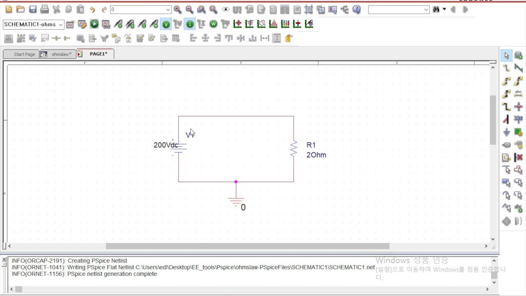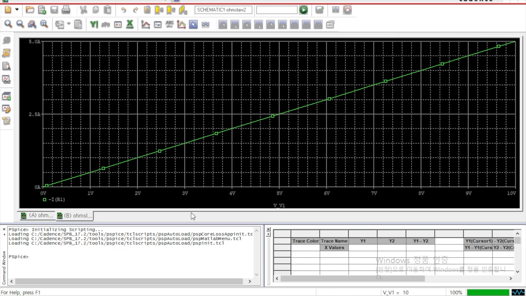We are going to measure the amount of current that flows through the resistor when the voltage increases from 0 to 10 volt. So we will use a current probe or a current marker. This current probe measures the current that flows through the resistor. When we run the simulation, we obtain the following graph. This graph shows that when the voltage applied to the resistor increases from 0 volt to 10 volt, the current increases from 0 ampere to 5 ampere. The slope of this graph, which is a constant value, is resistance.